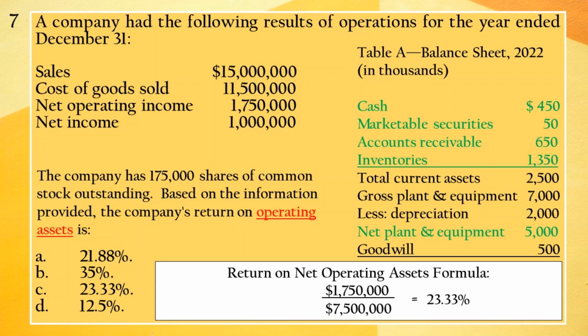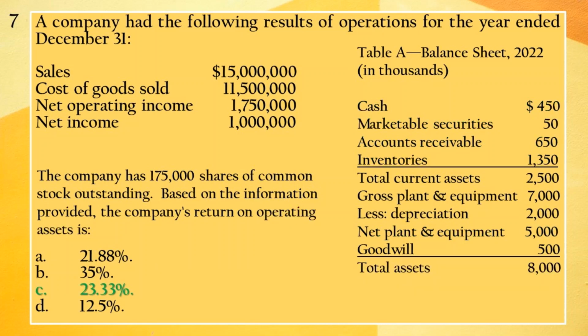We will not include goodwill because goodwill is typically something that is given to a company based on a purchase of another company or some kind of business combination activity. So we will not include goodwill in the net operating assets amount. So our net operating assets will be $7.5 million. So we have 1.75 divided by 7.5. And that gives us 23.33%. So the answer is C.